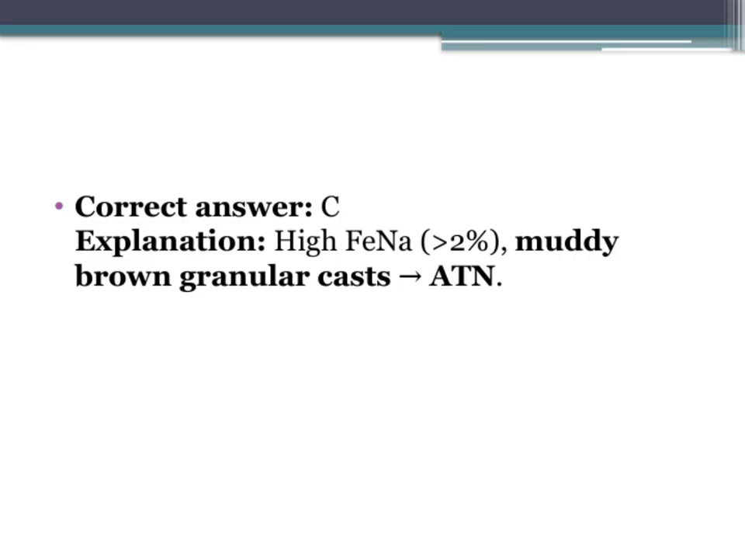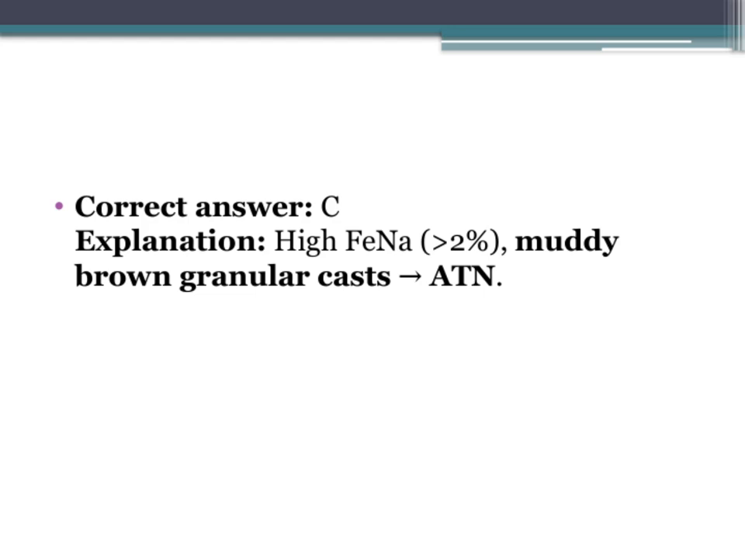Now, let's break down why this is the best choice. When we see a high FeNa, specifically greater than 2%, it indicates that the kidneys are losing sodium more than they should be. This is usually a sign that we're dealing with intrinsic renal damage, such as acute tubular necrosis, or ATN. Additionally, the presence of muddy brown granular casts in the urine is a classic hallmark of ATN. These casts are formed from dead tubular cells and debris, which is characteristic of this type of kidney injury.